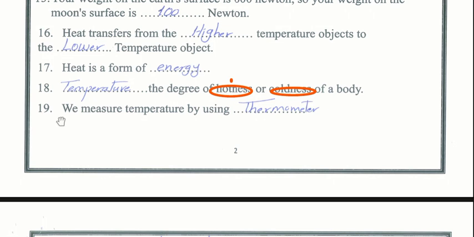And I told you that when you find hotness or coldness, this is the key word of your answer, which is temperature. 19. We measure temperature by using thermometer.